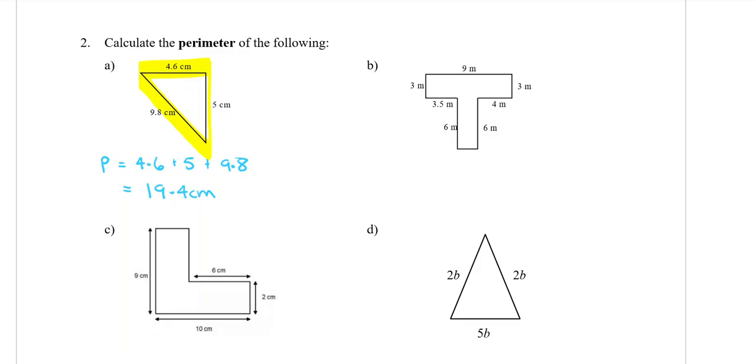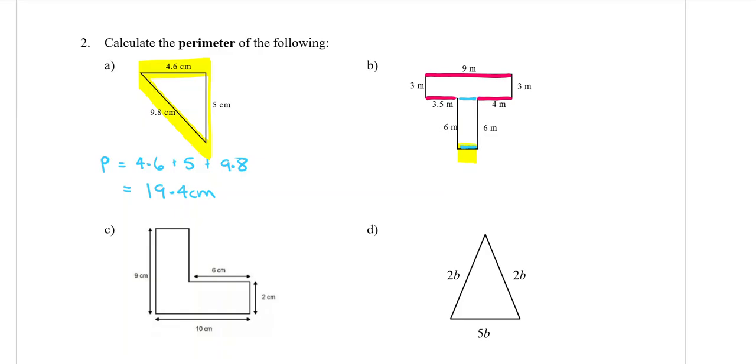Part B, we have lots of numbers on this, but if we look carefully, we are missing a number on this bottom side. So we need to find it. What we've got is some other horizontal sides. We have a 9 all the way across there, 3.5 this part, and 4 meters on this side, which means the part that I'm after is this little bit in between, which would be the same as the part down here.